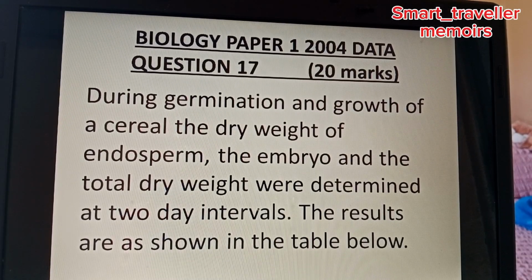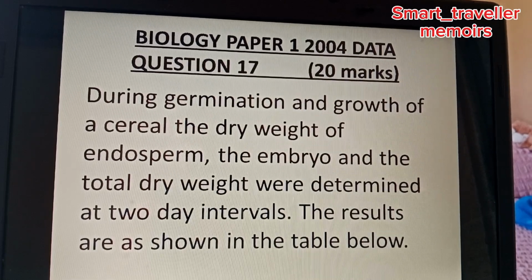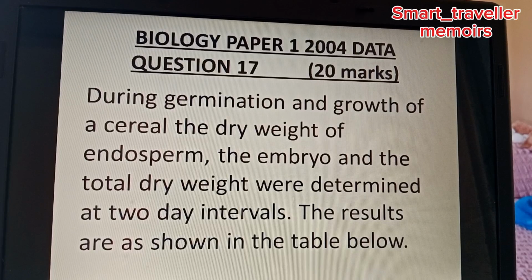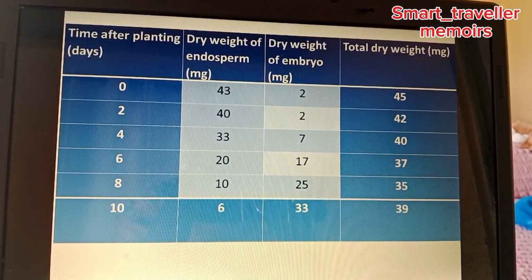Biology Paper 1, 2004 data question was question number 17, and it was giving you a score of 20 marks. The question was framed as follows. During germination and growth of a cereal, the dry weight of endosperm, the embryo, and the total dry weight were determined at 2-day intervals. The results are as shown in the table below.